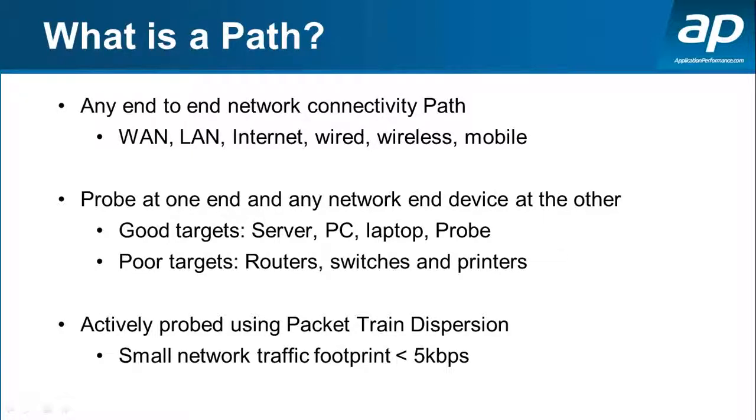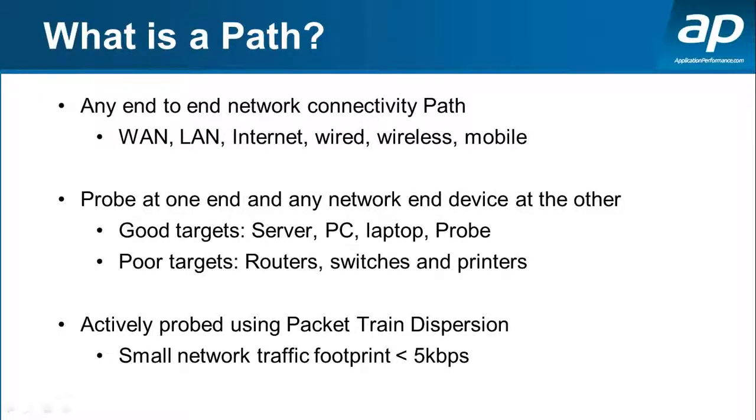So we're always looking at end-to-end connectivity, because we want to see the entire network between the user and the application service. A path is any end-to-end network connectivity path, and it doesn't matter what the media is. It can be wired or wireless or optical, and can be mobile. And we have a probe at one end, typically a dedicated hardware appliance, and any networking device at the other end, so anything that we can reach with an IP address.